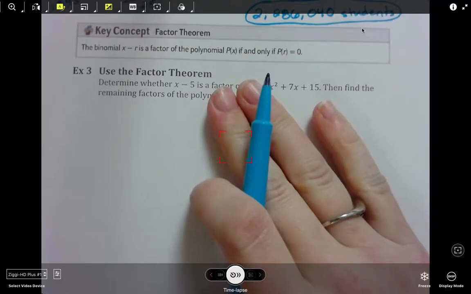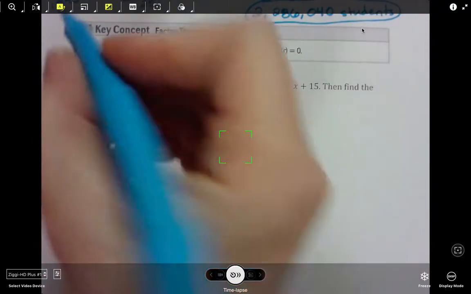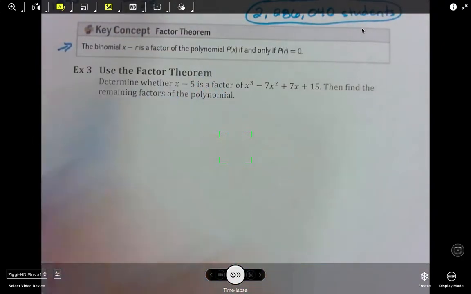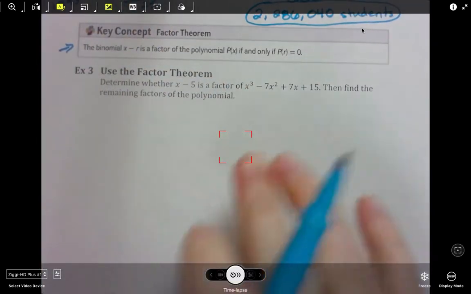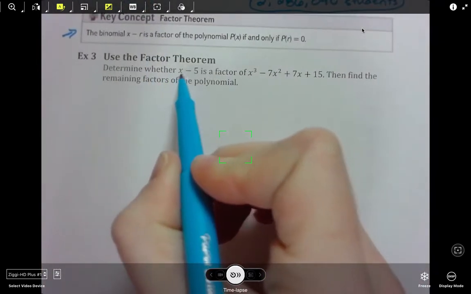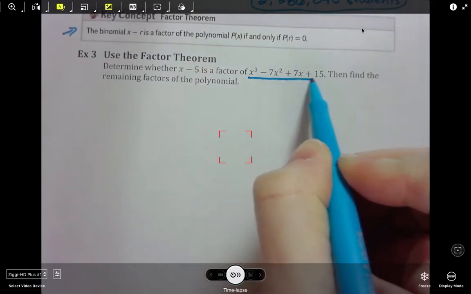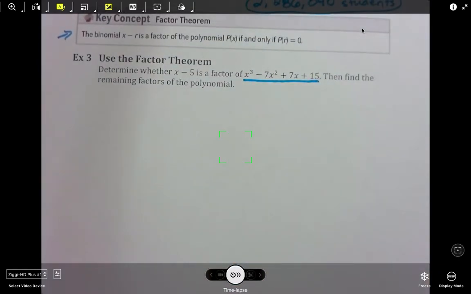All right, the last one. I'm going to skip this key concept, and I'm going to do this example, and then we'll come back to that, and I'll show you what that means. It says, determine whether x minus 5 is a factor of this thing. Then find all the remaining factors, okay?